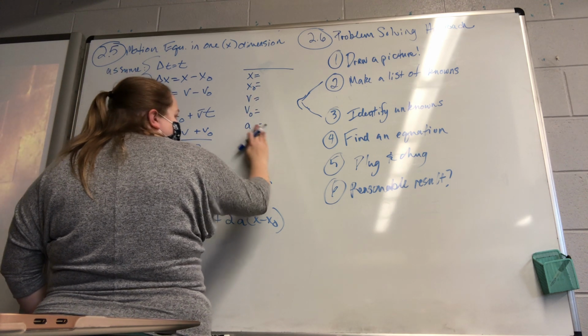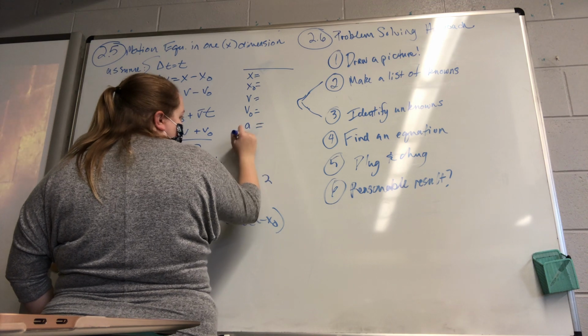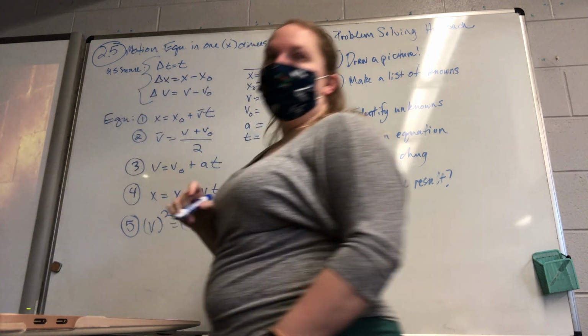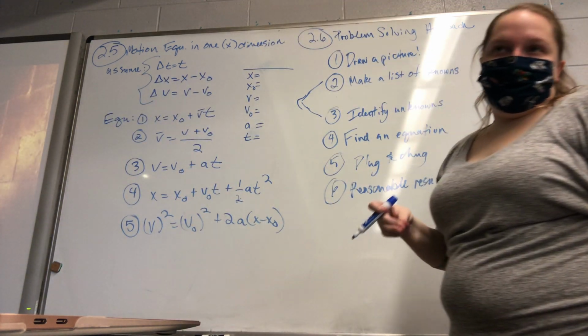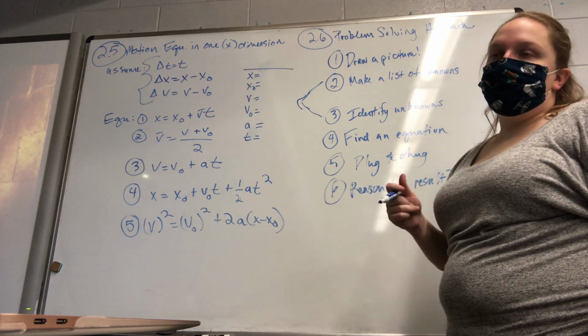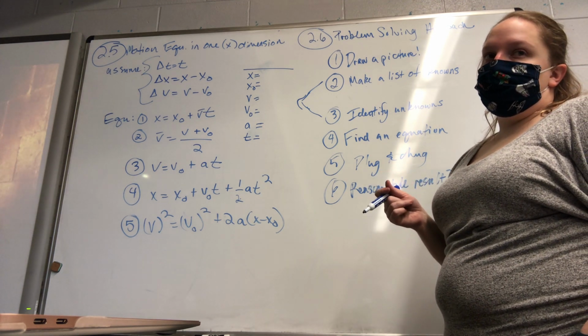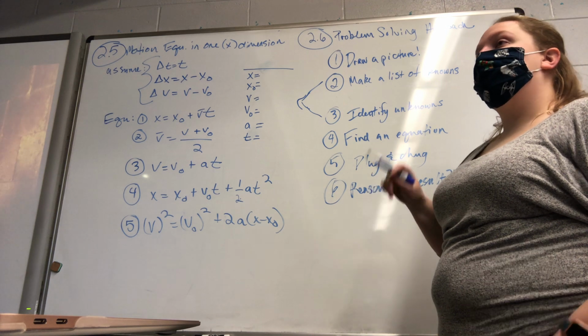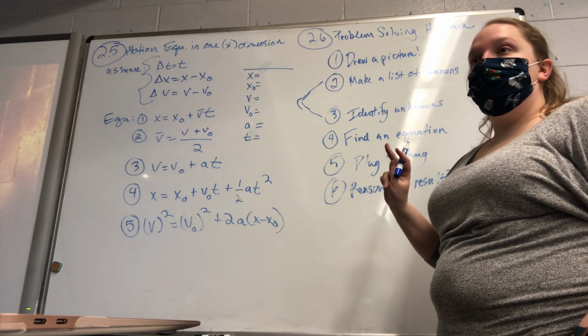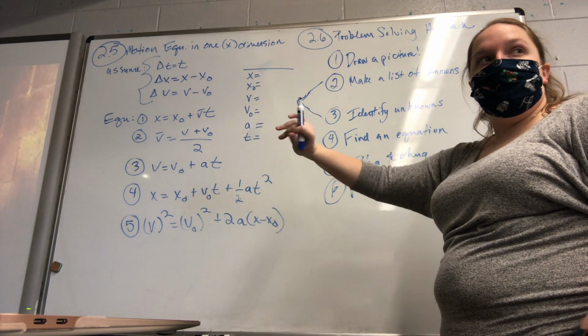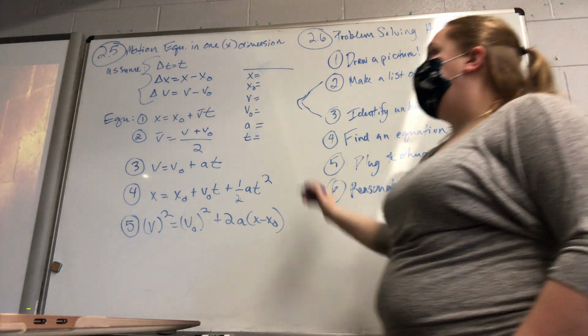Oops, not AX, sorry. Table of variables. For one-dimensional motion, we're either dealing with x's or y's, not both. So we only make a list of the variables that we know. We would identify all the ones we know.